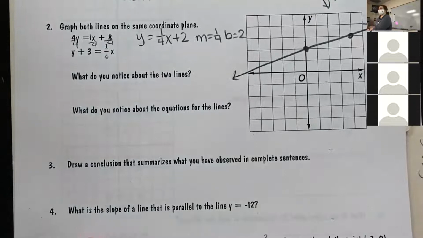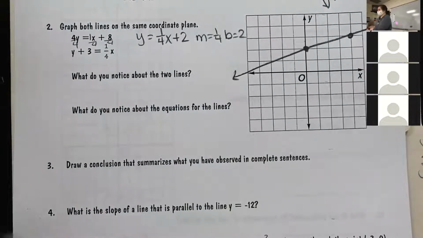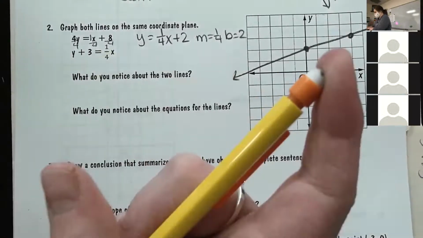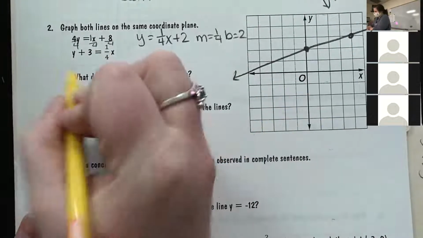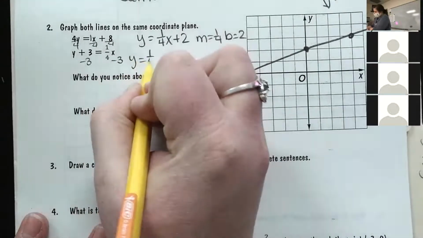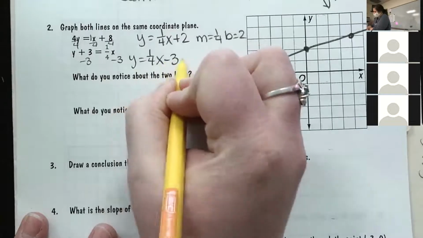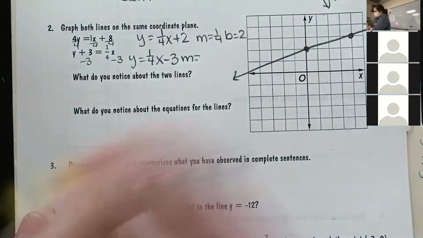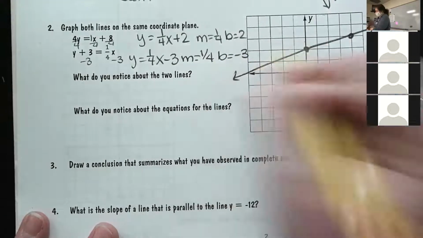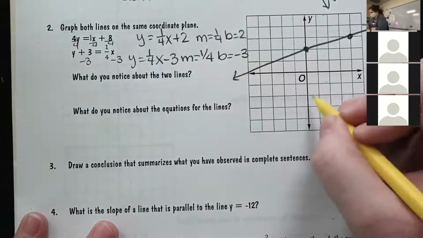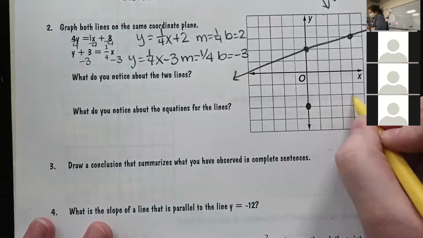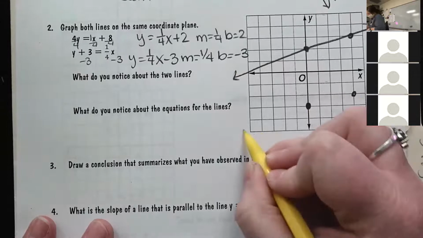Okay. Is the next one in y equals mx plus b form? No. How do I get it to look like that? Subtract 3. So I'm left with y equals 1/4 x minus 3. So m is what? 1/4. B is -3. Start at b, start at -3, start at that y-intercept. Up 1 over 4. Oh my goodness, what do we notice about these lines again?